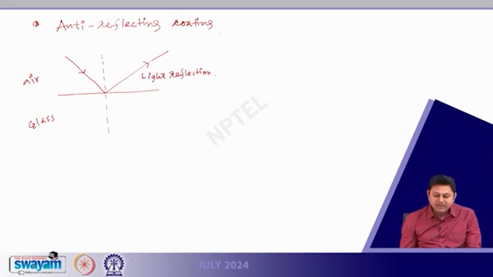Now we can make this reflection small, or we can make this reflection destructive by putting a coating over that. So this is case 1.